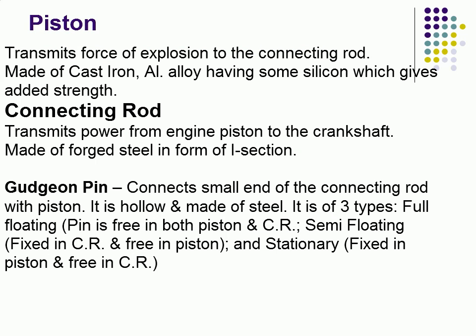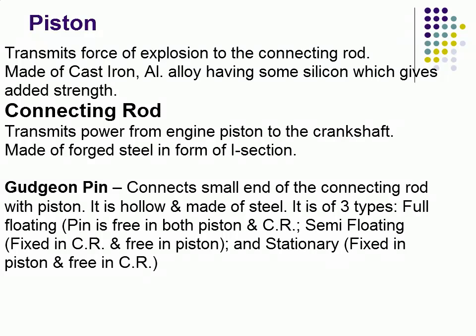The next component of an engine is piston. This component transmits force of explosion to the connecting rod. It is made of cast iron, aluminium alloy having some silicon which gives added strength. Next component is connecting rod. It transmits power from engine piston to the crankshaft. It is made of forged steel in form of I section.